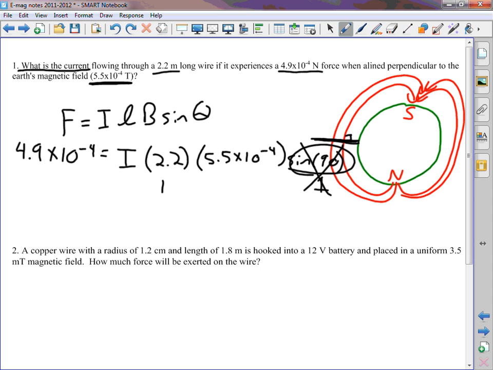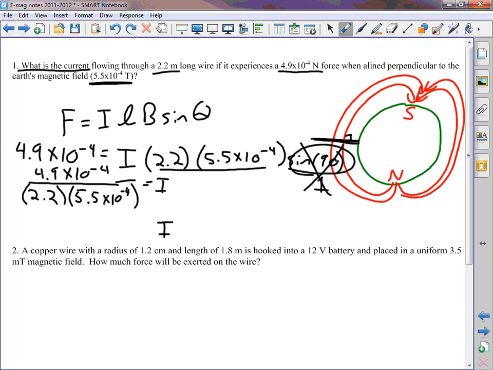So I, dividing everything over to the other side, is going to equal 4.9 times 10 to the negative 4th divided by 2.2 times 5.5 times 10 to the negative 4th. After shoving all those numbers into the calculator, I come out with a current of about 0.405 amps. But it looks like I got 2 sig figs here, so that's still just 0.40 amps for 2 sig figs.